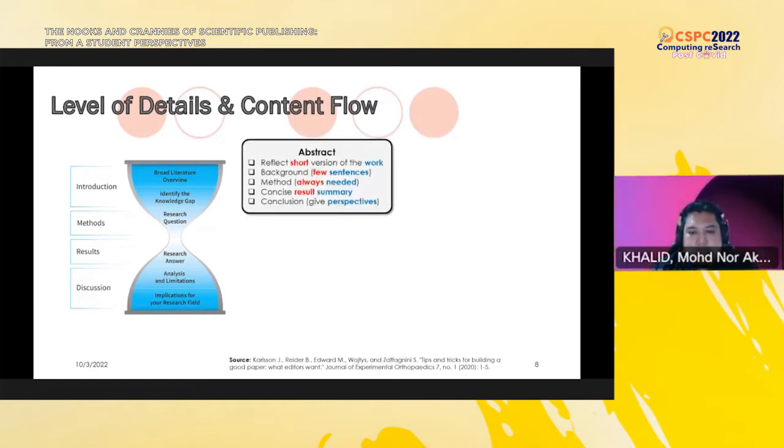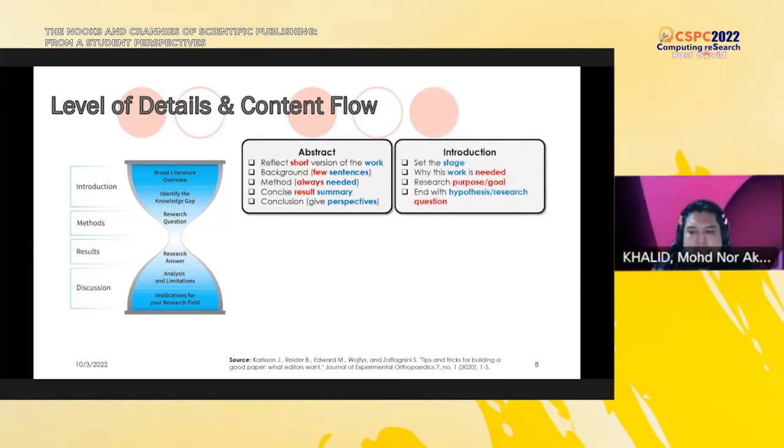So the content usually has an abstract. This abstract usually reflects a short version of your work. So you need to use few sentences, and the method always needs to be described in your abstract, and maybe some concise result summary, and the conclusion should give some perspective in your abstract.